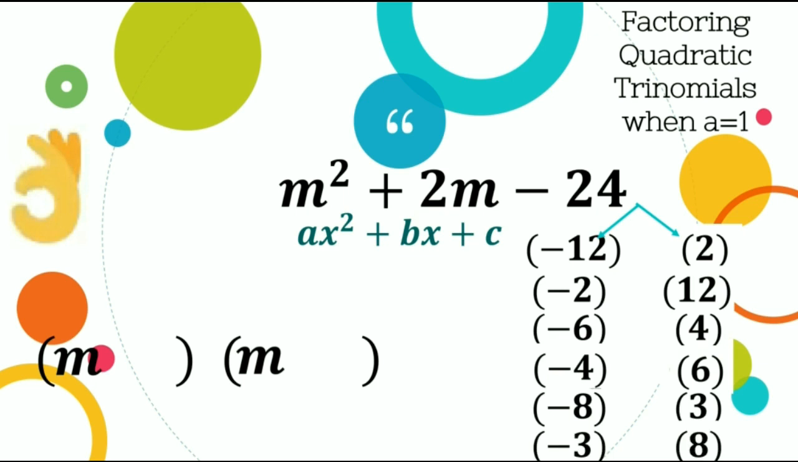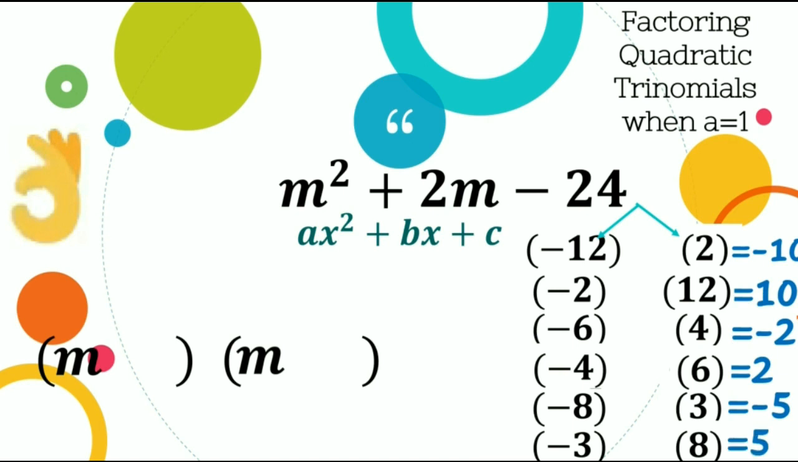Negative 12 plus 2 is negative 10. Negative 2 plus 12 is positive 10. Negative 6 plus 4 is negative 2. Negative 4 plus 6 is positive 2. Negative 8 plus 3 is negative 5. Negative 3 plus 8 is positive 5. In our list of factors, which sum matches our middle term? So that is positive 2. Therefore, we will get negative 4 and positive 6.